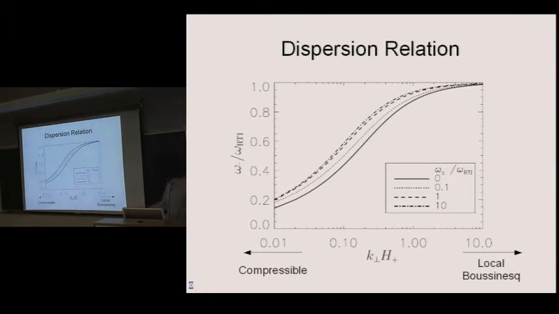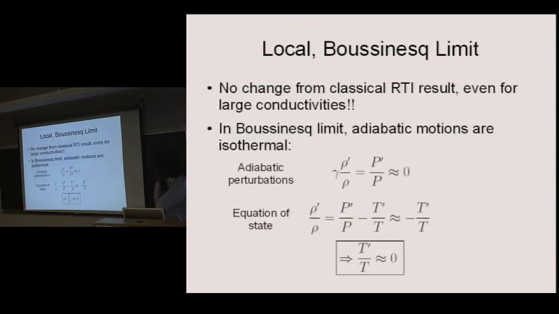For small KH, your modes are extremely compressible, and the growth rate becomes small, and you do start to get differences between the dispersion relation for the isothermal perturbations when omega c is large, and the adiabatic ones when omega c is small. So I want to say a little bit more about these two limits.